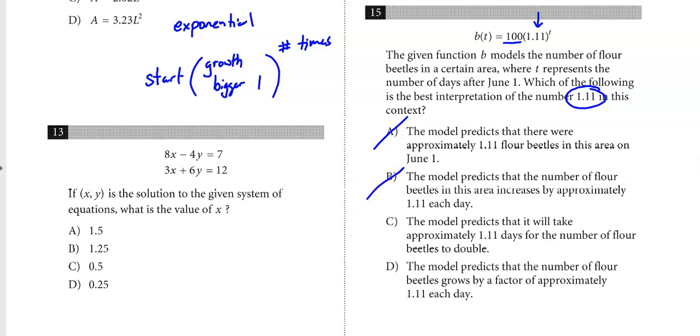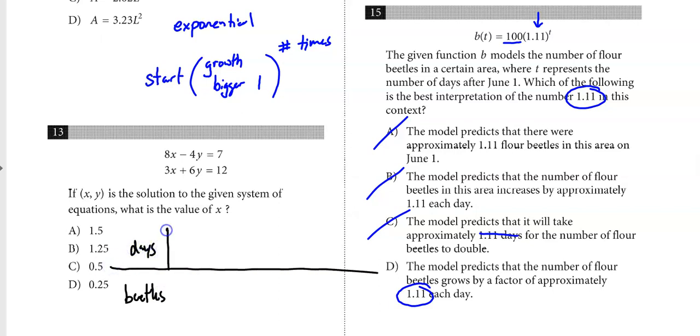Part C predicts it'll take 1.1 days. No, the 1.1 has nothing to do with the days. It predicts that the number of beetles grows by a factor of 1.11. Yes. And if you wanted to make a little chart, you don't really have to do this, but if I kind of wanted to make a chart and I wanted to look at beetles and the number of days and you just do this a couple times, you'll kind of see what's going on. But at day 0, we had 100 beetles.